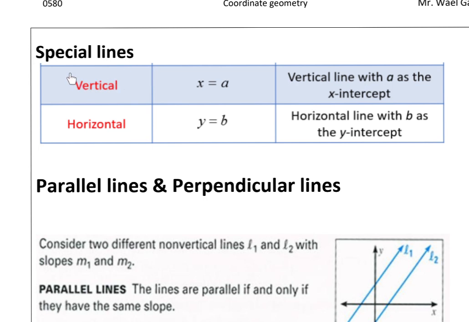We have a special case for the equation of the line. If the line is vertical, its equation is x equals a number, so x equals a. For example, x equals 1, x equals 2, x equals negative 1, negative 2. If the line is horizontal, its equation is y equals a number, so y equals 1, y equals 7, y equals 5. b represents the y-intercept, and for the vertical line, a represents the x-intercept.